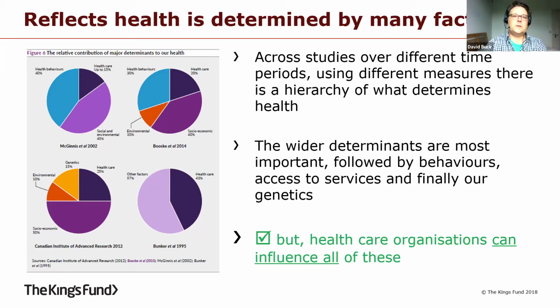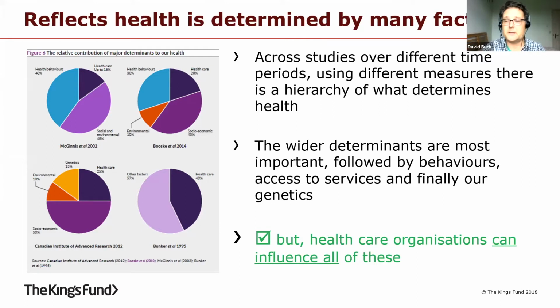I think the first reason is that we know from a huge amount of work in public health and beyond that health is determined by many factors. If you look across studies over different time periods, using different measures and different methods, what you tend to find, although the details can differ reasonably significantly, is a hierarchy of what determines a population's health. We know from all of those studies in the round that the wider determinants of health are the most important. Those are the structures in our society, the power structures, things such as housing, access to economic wealth and employment, followed by the health behaviours that individuals have, be that smoking, physical activity, or diet.